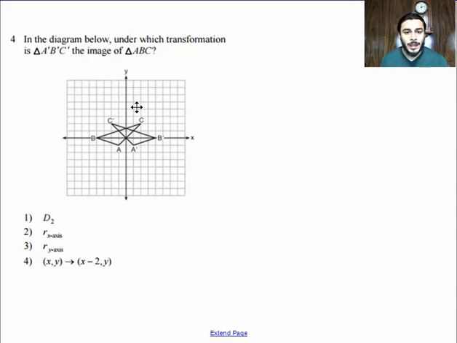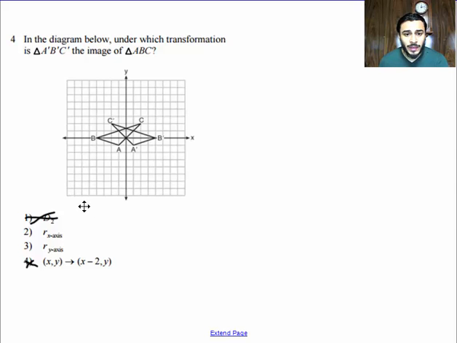Number 4, in the diagram below, under which transformation is triangle A prime, B prime, C prime the image of triangle ABC? So in a dilation with a scale factor of 2, the figure is supposed to get bigger, and that did not happen, so it cannot be choice 1. Choice 4 is showing us a translation. You're supposed to have a slide, and the orientation is supposed to be preserved. So we know it's not choice 4 because we don't have a slide, and the orientation is not preserved because we have a different ordering of the points.